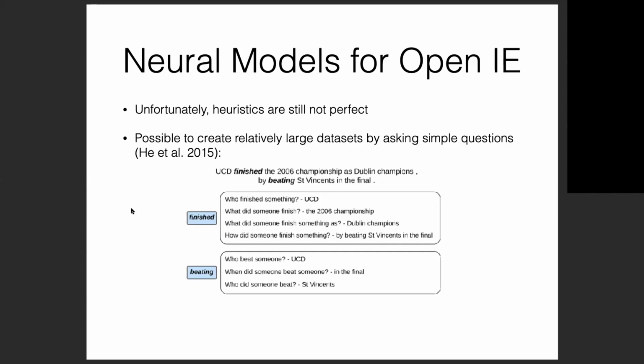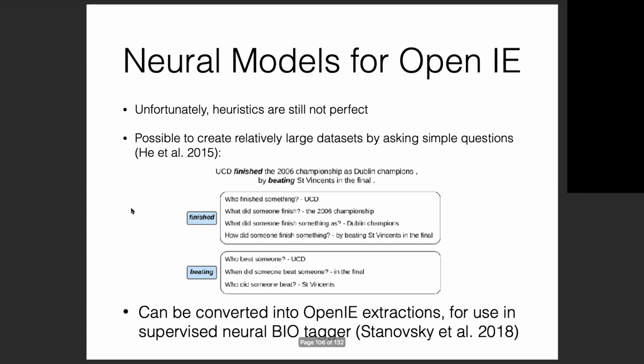And this allows you to extract predicates and arguments for particular predicates. This can be converted into OpenIE style extractions for use in a supervised tagger. An example of this is Stanovsky et al. And they have some rules to take these manually created semantic roles and convert them into OpenIE extractions.